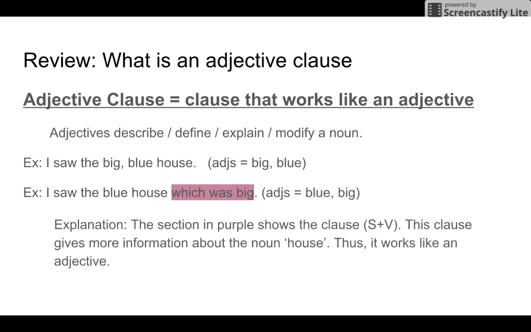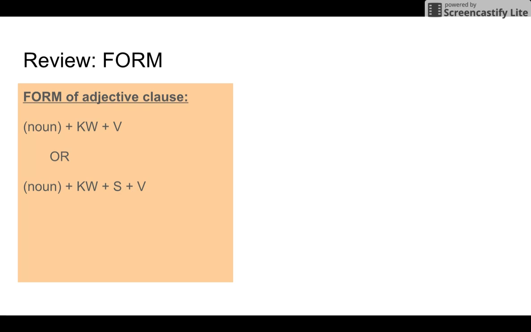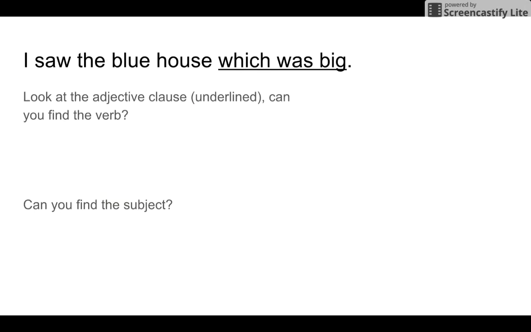The purple section shows this subject and verb. This clause gives more information about house. It works like an adjective. That's why we call it adjective clause. The form, there are two different kinds of forms. We're going to come back to this, but you have to have a noun, and then you need a keyword, and you need a verb. And sometimes you need a different subject.